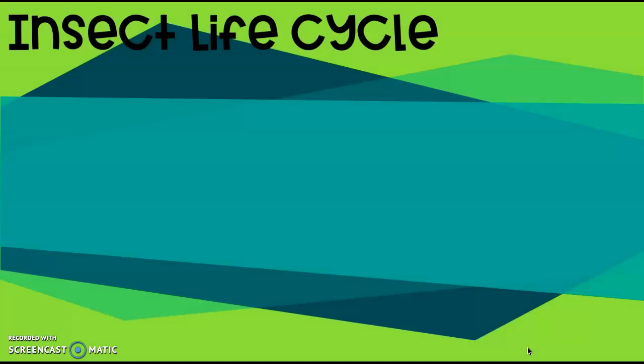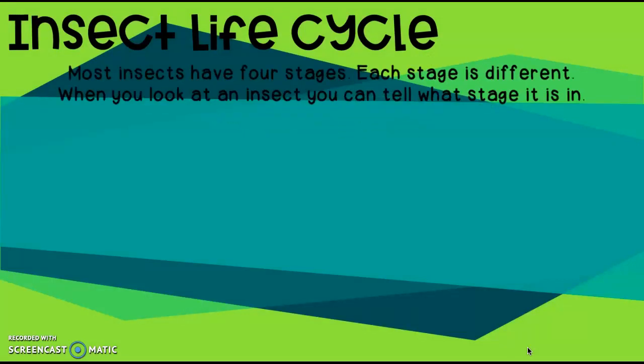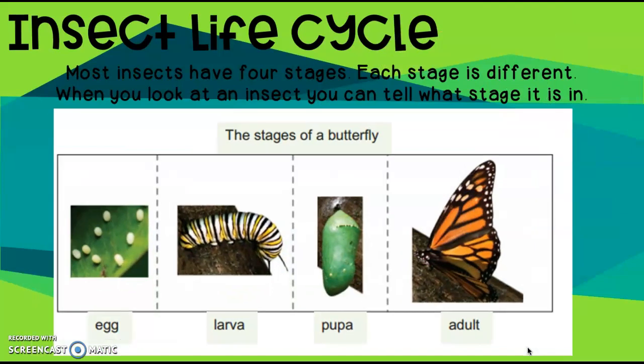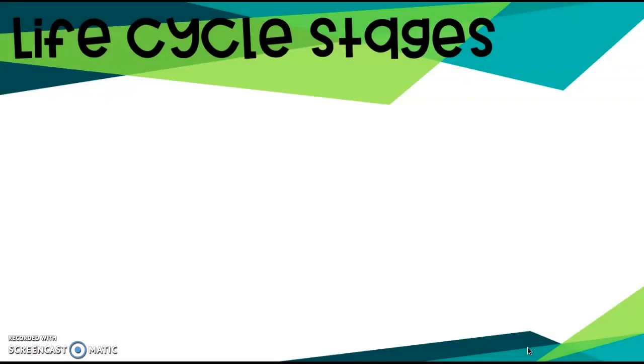Insect life cycle. Most insects have 4 stages. Each stage is different. When you look at an insect, you can tell what stage it is in. Here you have the stages of a butterfly. It goes from egg to larva to pupa to adult. Life cycle stages.